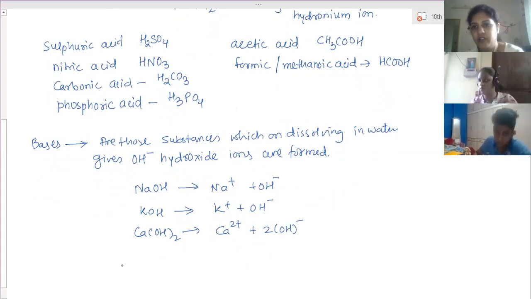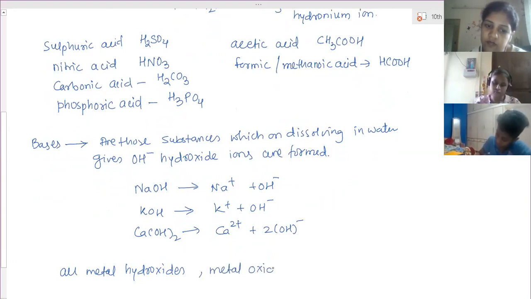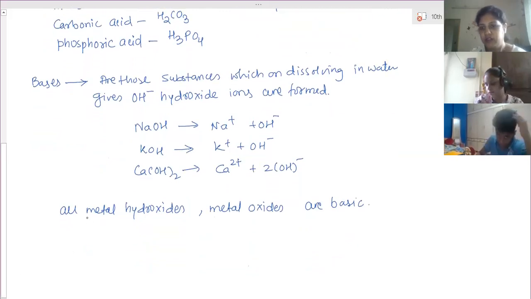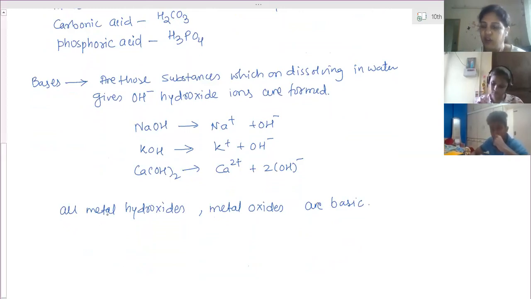So all metal hydroxides and all metal oxides are basic. Acids are formed from nonmetals and all bases are formed from metals. Only one exception. What is that? What is the exception? Ammonium hydroxide, which is made from non-metals.